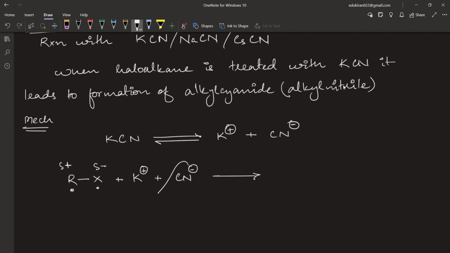Tell me, this CN negative, the negative charge, will it attack on R or on X? Very good, on R. So this CN negative will attack on the R group like this, and this X negative will leave as a leaving group. When X negative leaves, K plus will attack it. So K plus attacks after X minus leaves, and we get RCN. The important thing is that the bonding is with carbon rather than nitrogen. So you will form RCN plus KX, whatever the haloalkane was.